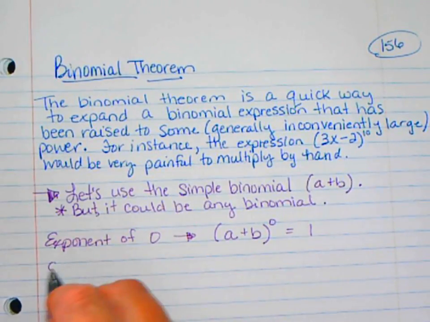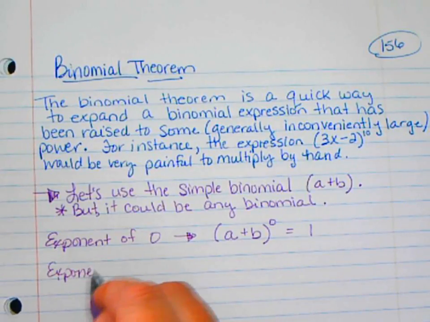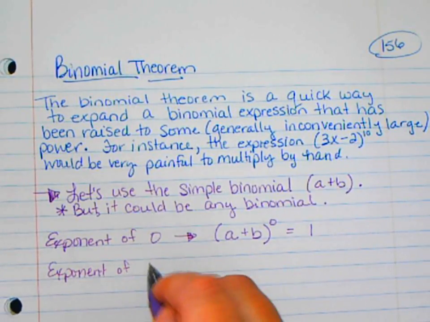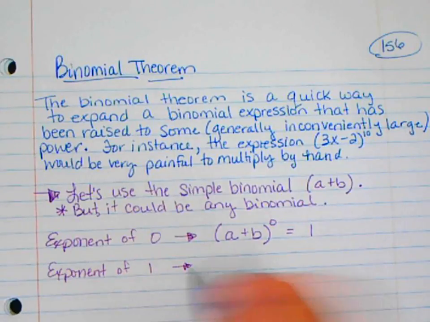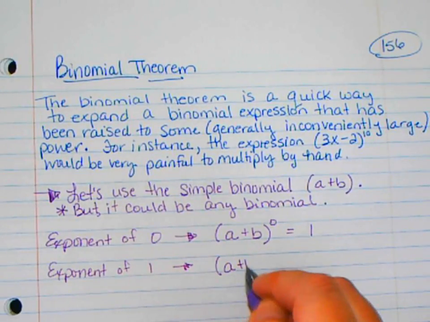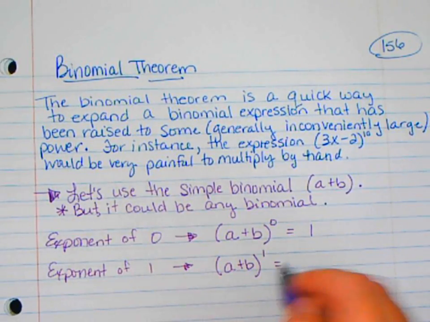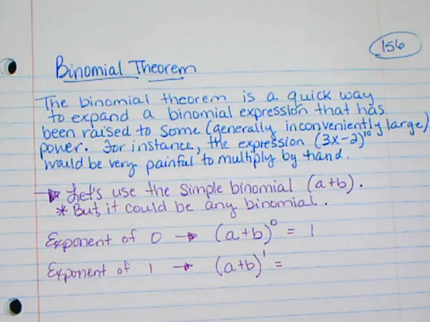What about if we have an exponent of 1? That would be a plus b quantity raised to the first power would be what? A plus b.